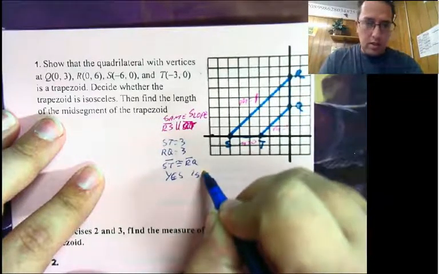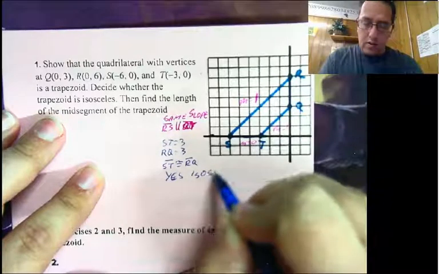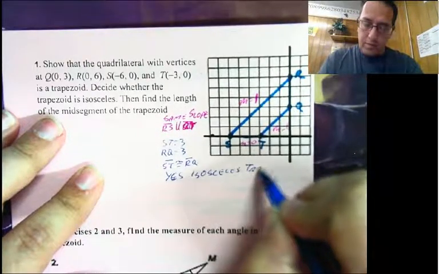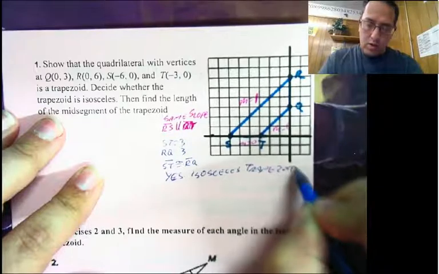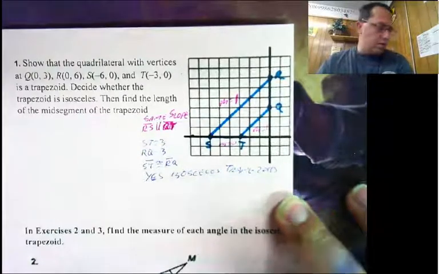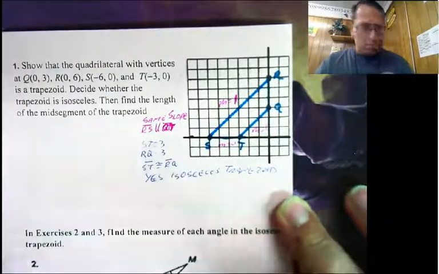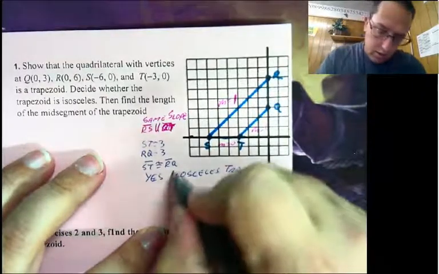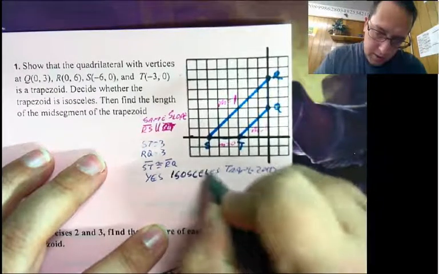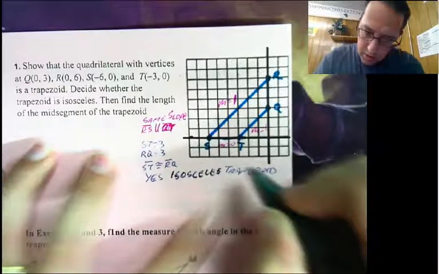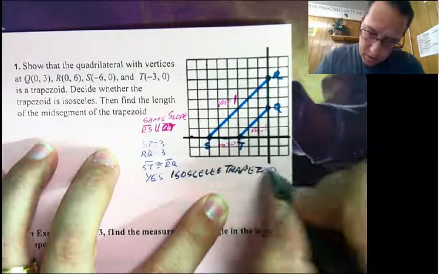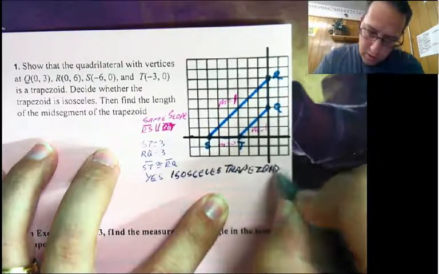isosceles. I cannot spell isosceles. E-L-E-S. Isosceles trapezoid. There it is. Well, that can't be read very well, can it? Isosceles trapezoid. Just get rid of that pen. Give me that black one back. Try that again. That's a little bit better.